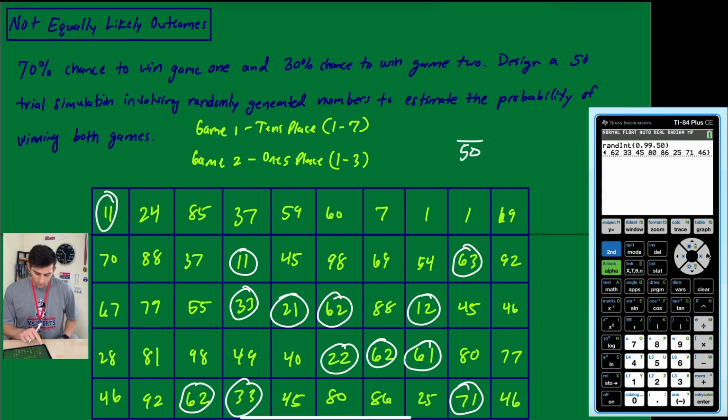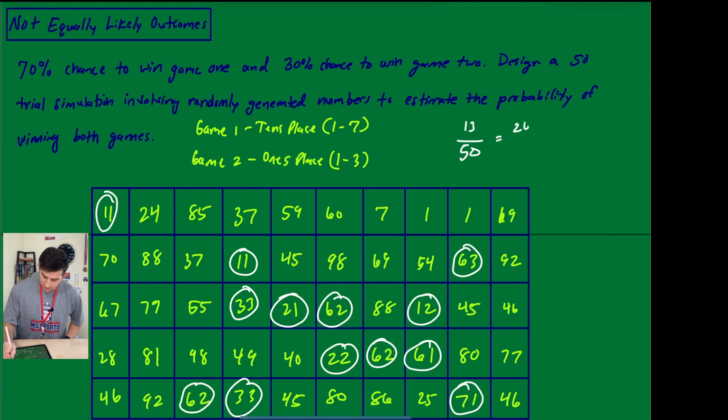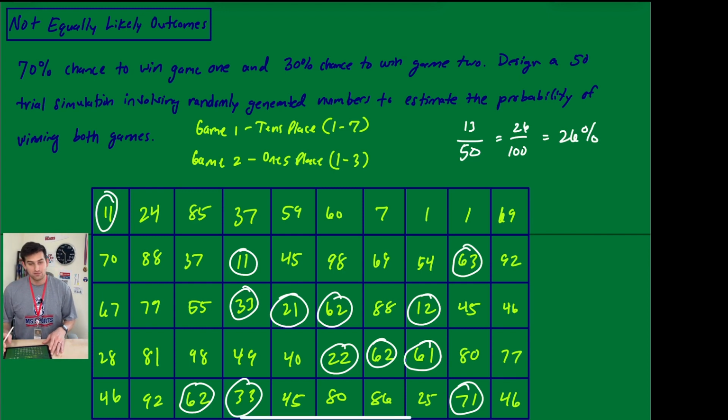Okay, so we had 50 total numbers, right? Let's see how many we counted. 1, 2, 3, 4, 5, 6, 7, 8, 9, 10, 11, 12, 13. So we got about 13 out of 50, which would be about 26 over 100, which should be about 26%, right? So what is our chance to win both of these games? We got about a 26% chance, okay?